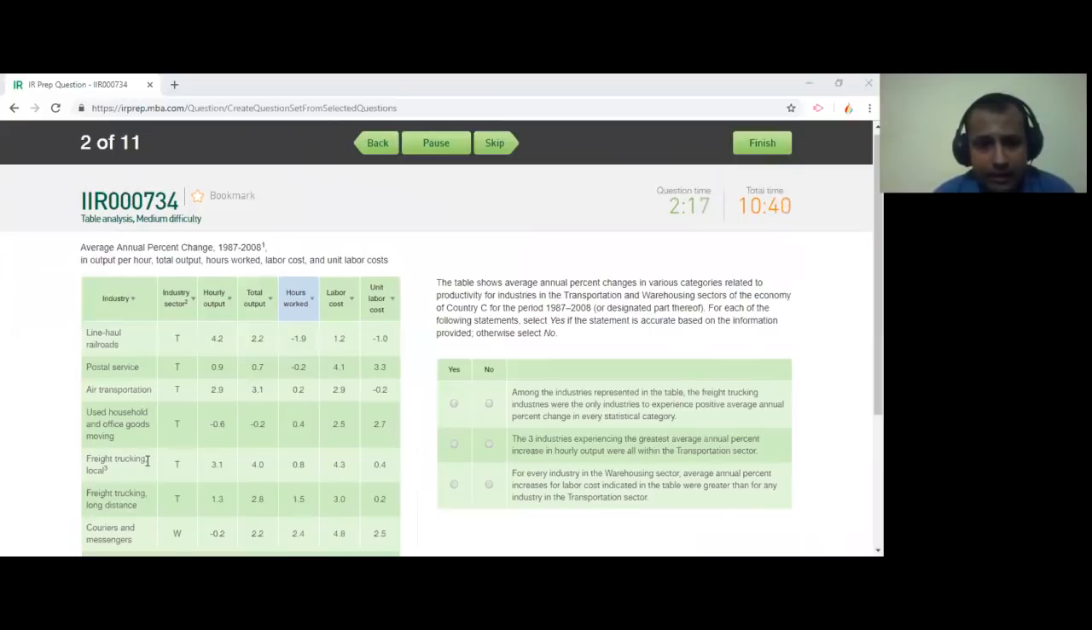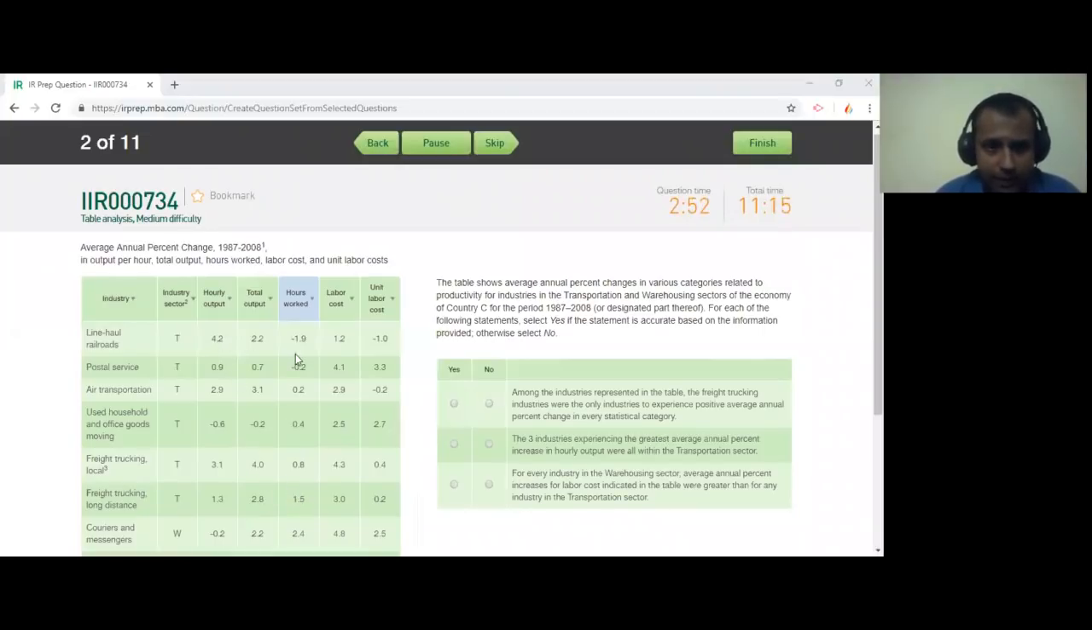So it's asking that I'll need to analyze whether or not these are the only industries to experience positive average change in every category. So there are essentially five categories over here. If I see these two rows, I'll need to see along the rows for freight trucking: I see 3.1, 4.0, 0.8, 4.3, 0.4. Everybody with me on that? And similarly over here for the trucking, it's 1.3, 2.8. Now, definitely all of them are positive. I also need to confirm that these are the only ones to have positive.